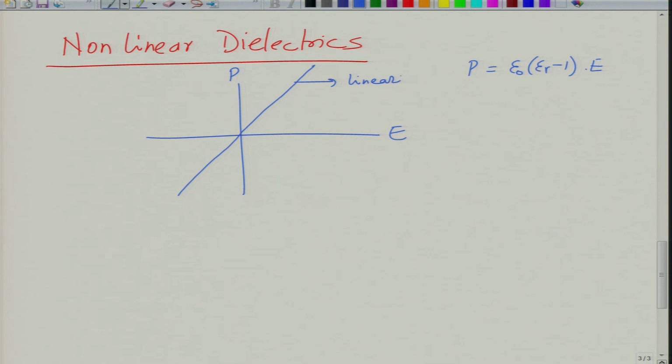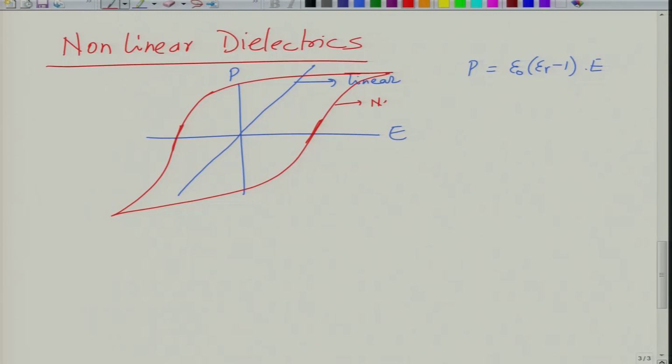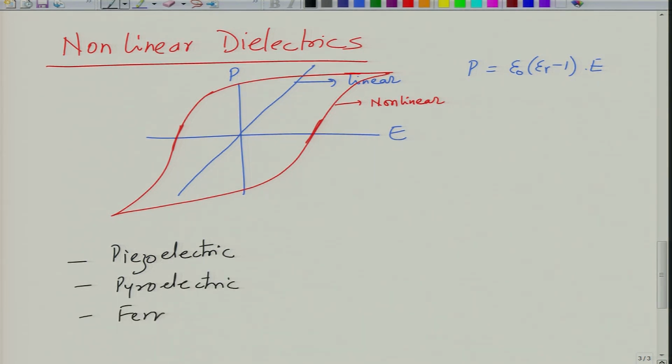But in the case of non-linear dielectrics, especially at higher fields, you might have different effects. For example, a ferroelectric material will show a hysteresis loop, a polarization switching loop like this. It has a certain linear part at low fields, but that linear part is limited, and in the rest of the places the curve is pretty non-linear. So, this is a non-linear dielectric. These non-linear dielectrics have special characteristics, and generally we classify them in three categories. One is called piezoelectric, second is called pyroelectric, and third is called ferroelectric.